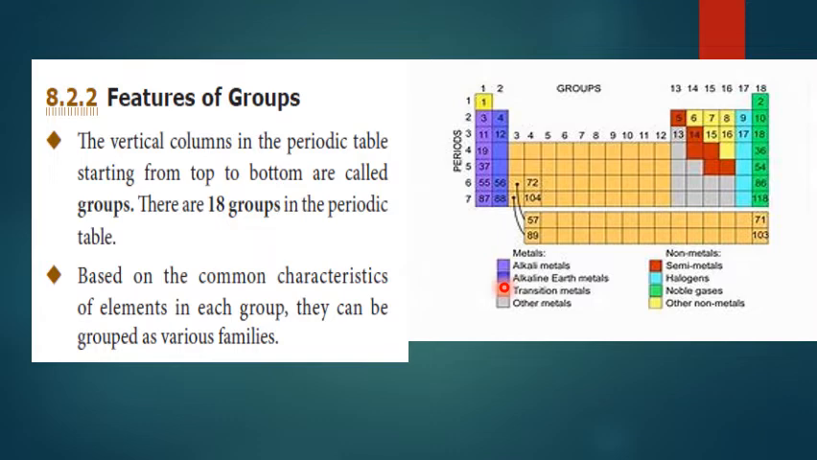First group is alkali metals, second one alkaline earth metals, third to 12th transition metals, then the other metals. These come under metals. Another one is non-metals. This one semi-metals. This is the halogen group, then noble gases. Last one, 18th, and other non-metals.